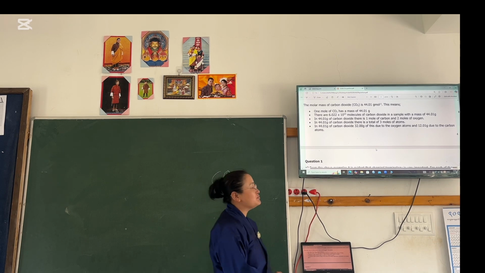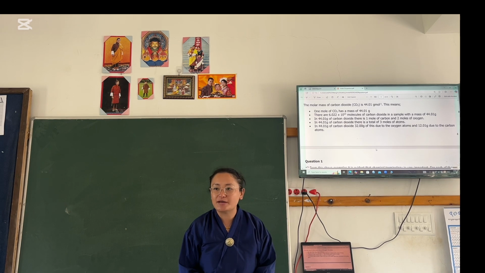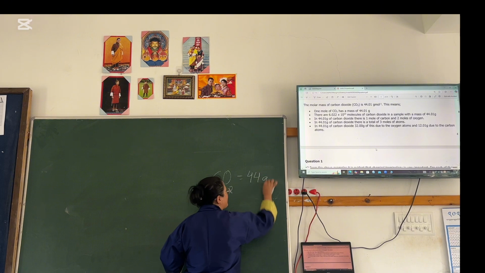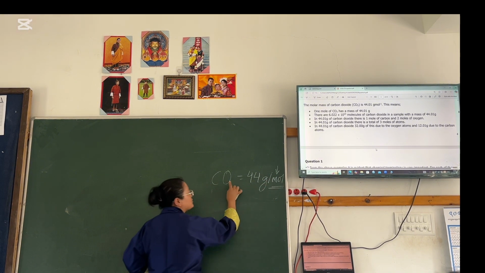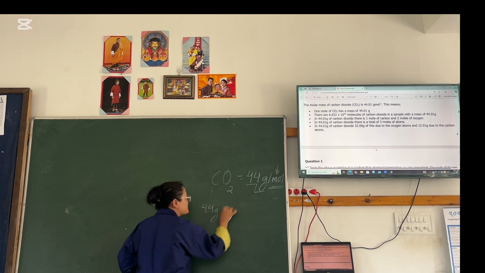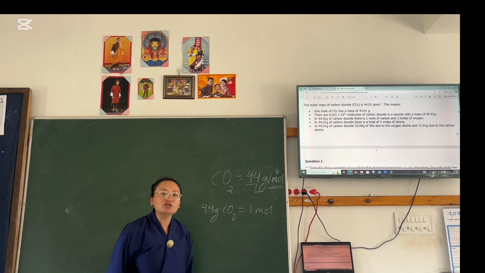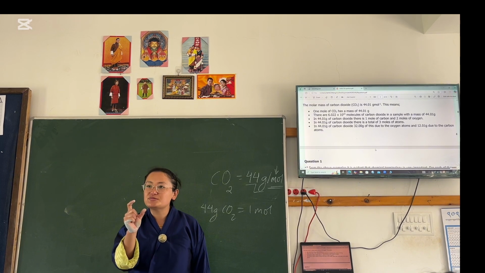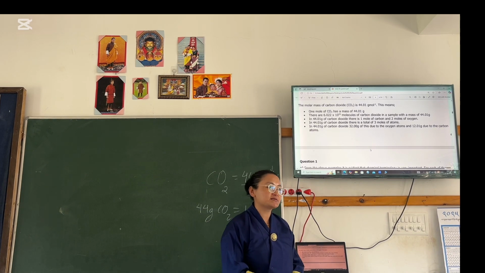Okay, what does that mean now? 1 mole of CO2 has a mass of 44.01 grams. Yes? The unit for molar mass is 44 grams per mole. Meaning, to get 1 mole of CO2, what is the weight? 44 grams. So 44 grams of CO2 is equal to 1 mole. That is the unit of molar mass. That is the understanding. If you want to take 1 mole of the substance, what is the mass you need to take? That is the unit for molar mass.